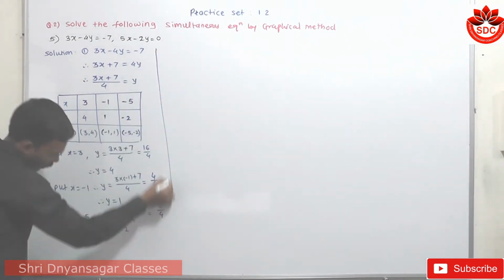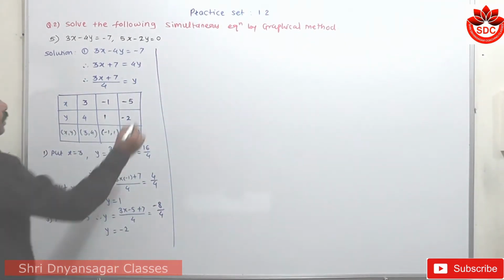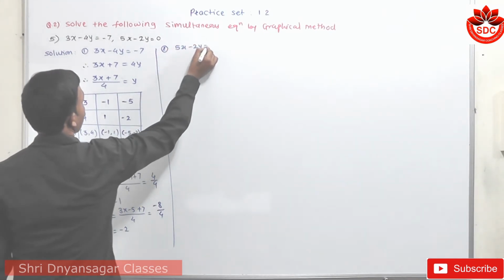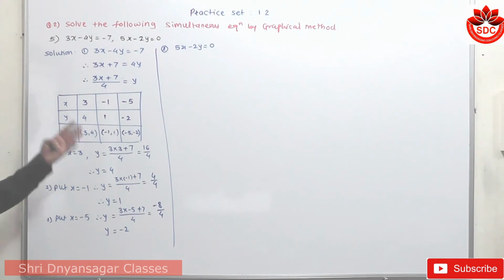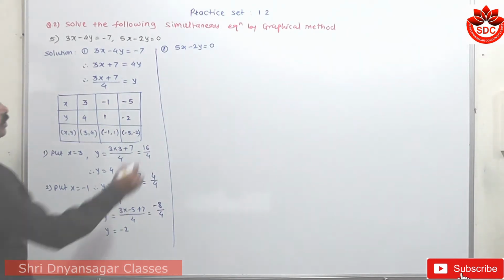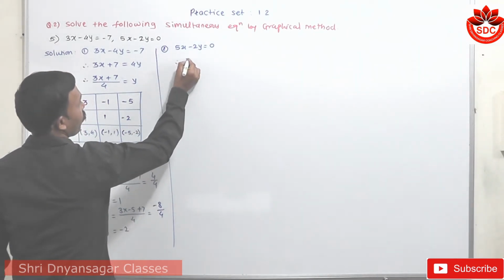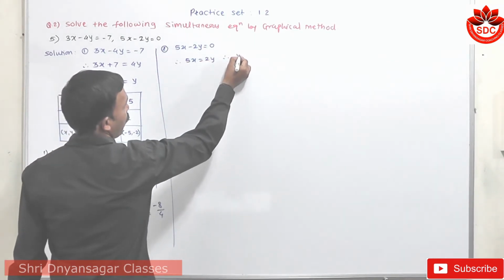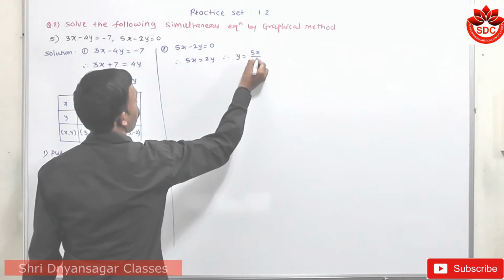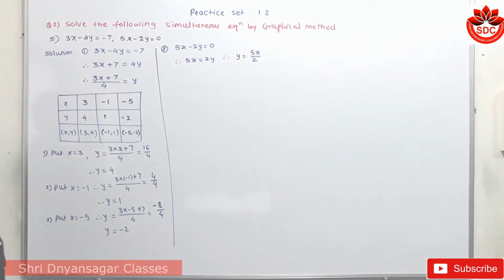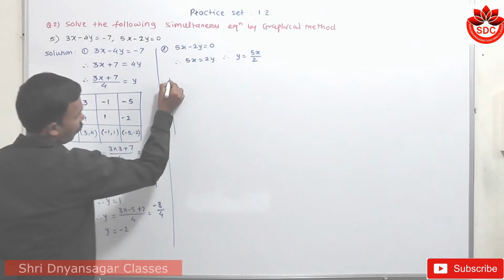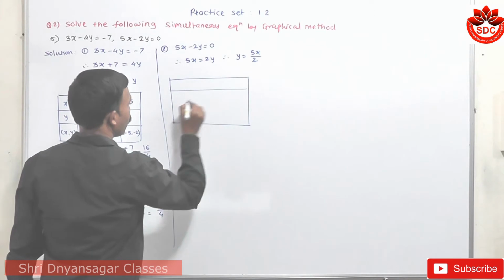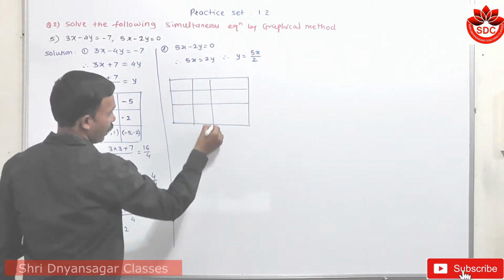Then we take the next equation. The second equation is 5x minus 2y is equal to 0. Again we convert it in the form of y. So we write here 5x is equal to 2y, that is, y is equal to 5x upon 2. We take this equation and draw the graph by taking any three values of x. We find the value of y and find out the ordered pairs.